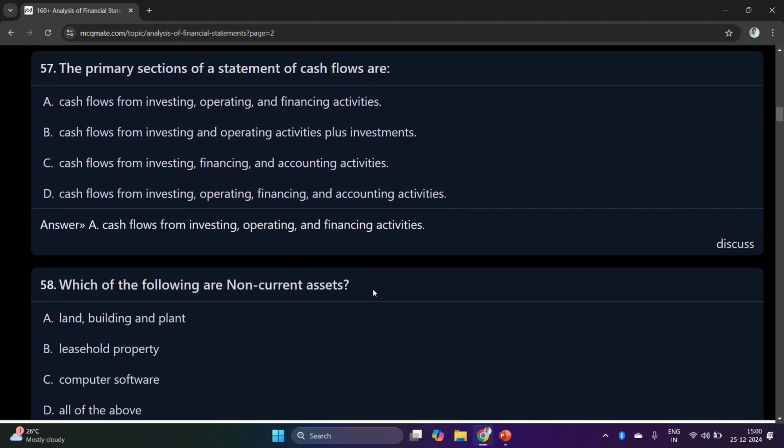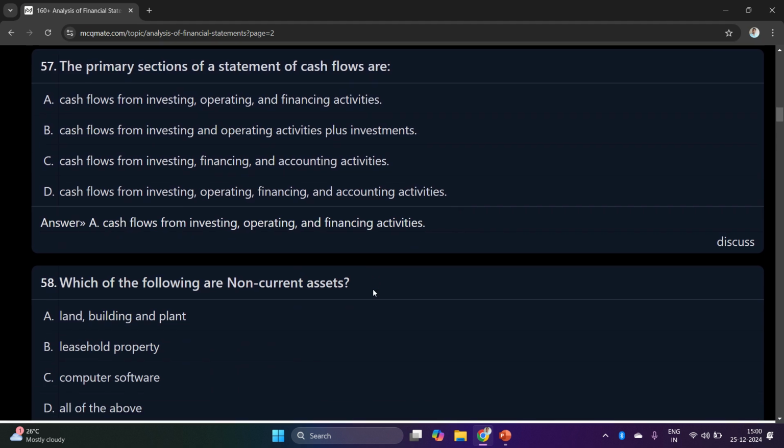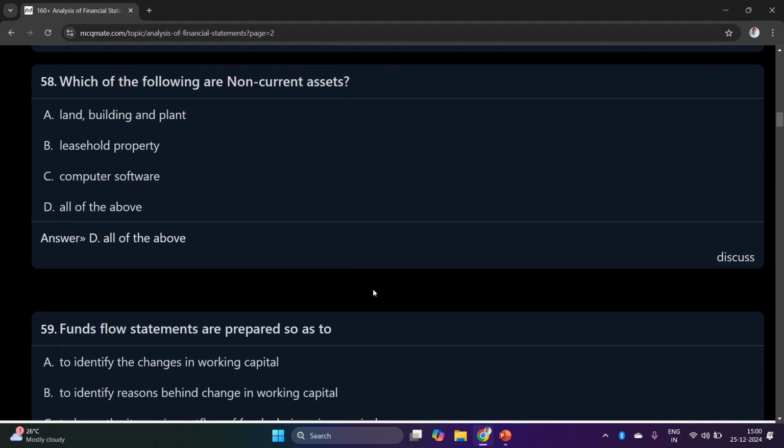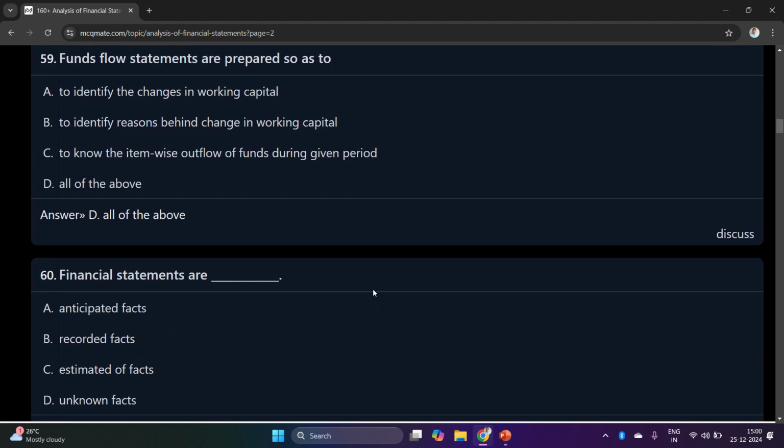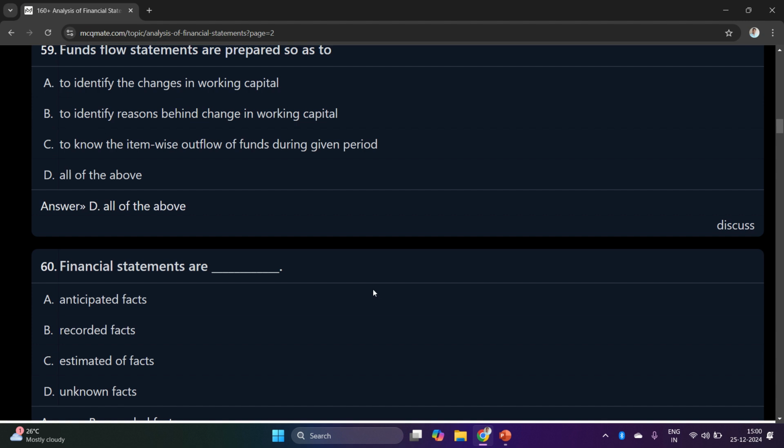Next, which of the following are non-current assets? Land, building, leasehold property, all of the above. Funds flow statements are prepared so as to identify the changes in working capital, to identify reasons behind changes in working capital, and to know the itemized flow of funds during the given period. All of the above.